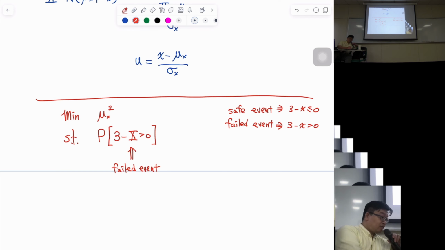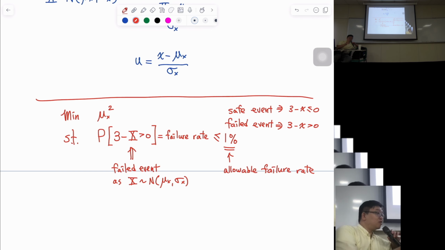And as x is the normal distribution, I want this whole thing, basically, is the failure rate. I want this failure rate to be controlled. So I can say I want this to have 1%, an allowable failure rate. I allow only 1% of failure. 2% is not good. 0.9% is okay. 1.1% is not good. So I want this failure rate to be within 1%.